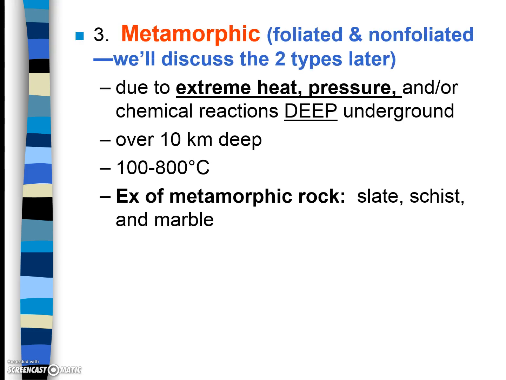The third one is called metamorphic rocks, and those two groups are foliated and non-foliated, and they are formed because of heat and pressure or chemical reactions deep underground. And you can go about 10 kilometers deep, and that's where they're going to start forming. It has to be about 100 to 800 degrees Celsius in order for this to happen. And your examples of metamorphic rocks are slate, schist, and marble.